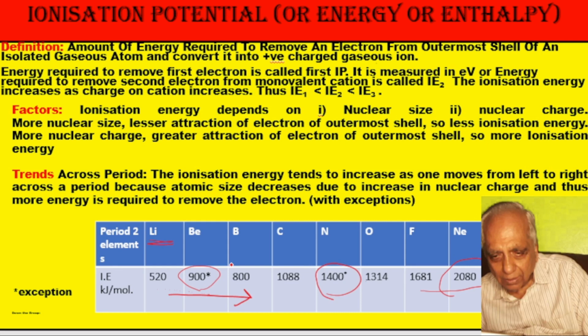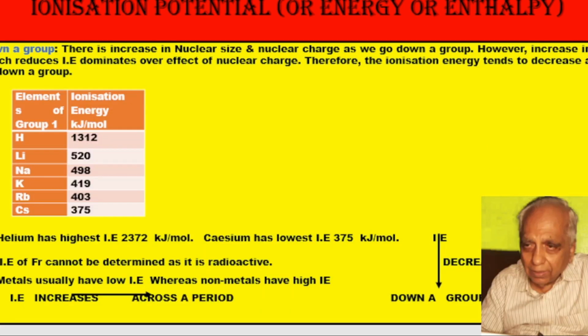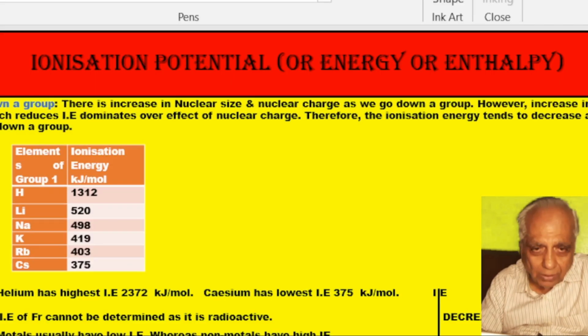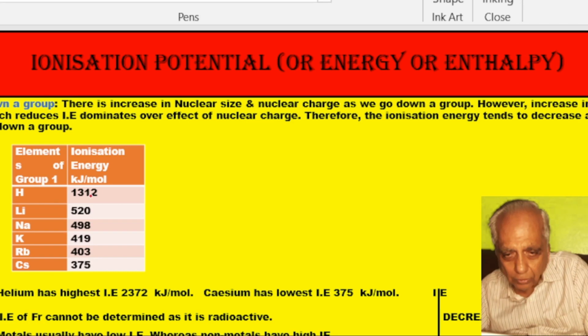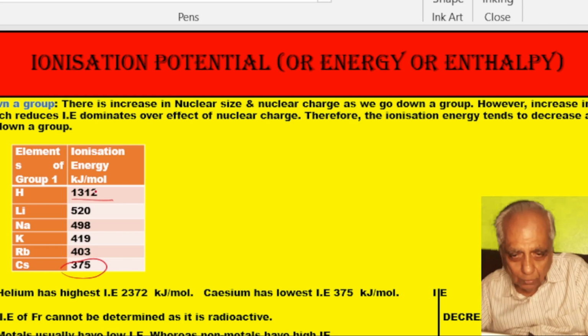Now we'll go to the next slide. In this slide you will see we are going down the group. So we are taking group 1 and seeing how the energy changes in group 1. For hydrogen it is 1300 and for cesium it is only 375. So it has decreased. You can have a look at the table. If you forget about hydrogen, then it is decreasing to a smaller extent: 520, 498, 419, 403, 375. So down the group it decreases.